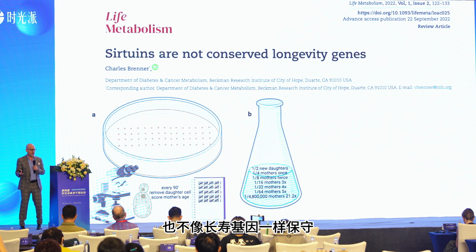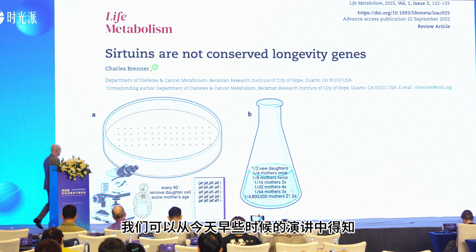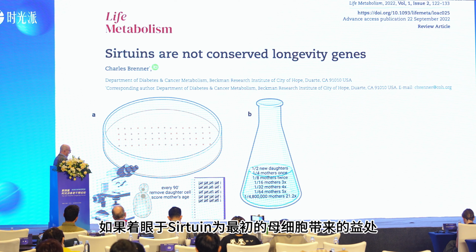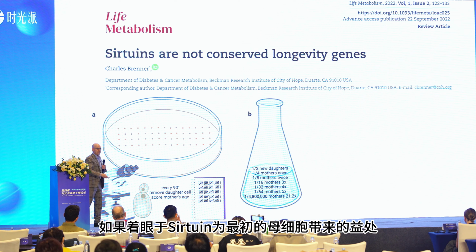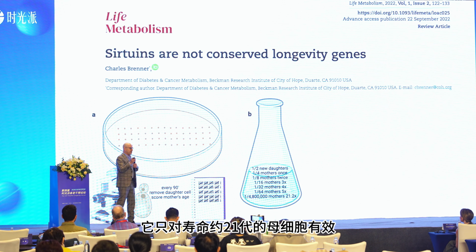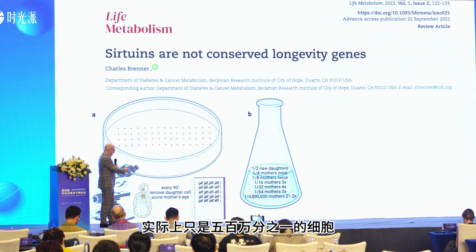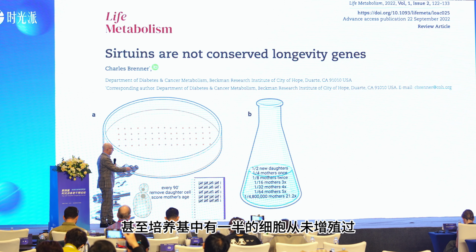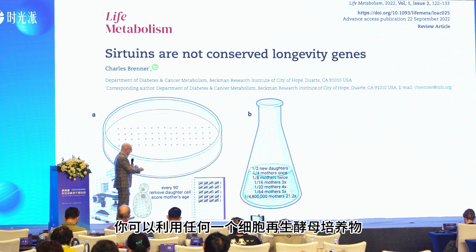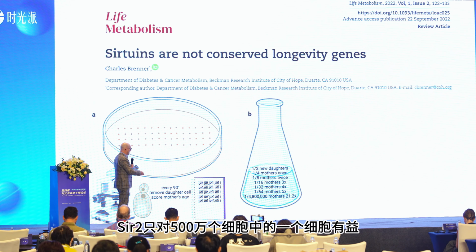They're not conserved as longevity genes. And we could see that from an earlier talk today when it was emphasized how they benefit the oldest mother cells. That it's only benefiting a mother cell that's about 21 generations old. So that's literally 1 in 5 million cells. And half of the cells in a culture have never even been a mother. You could regenerate a yeast culture with any one cell, and its Sir2 is only benefiting 1 out of 5 million cells.